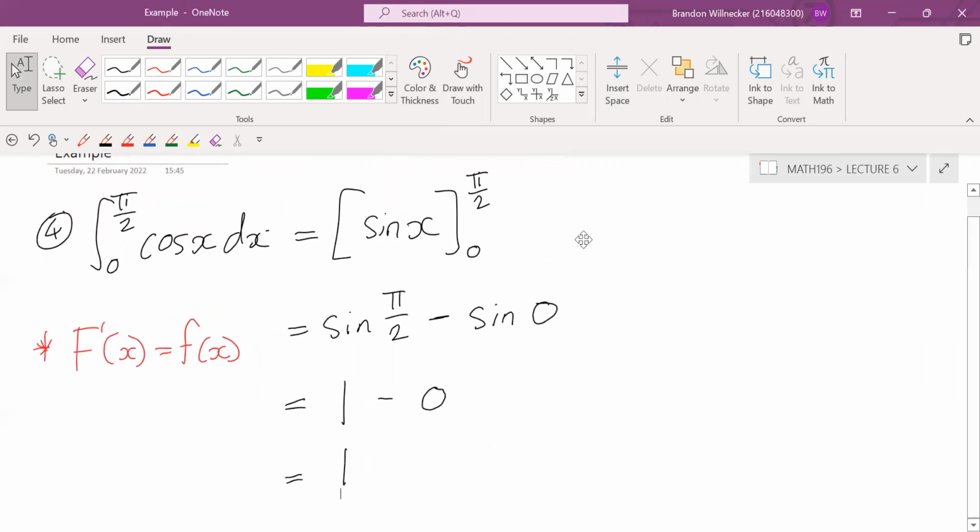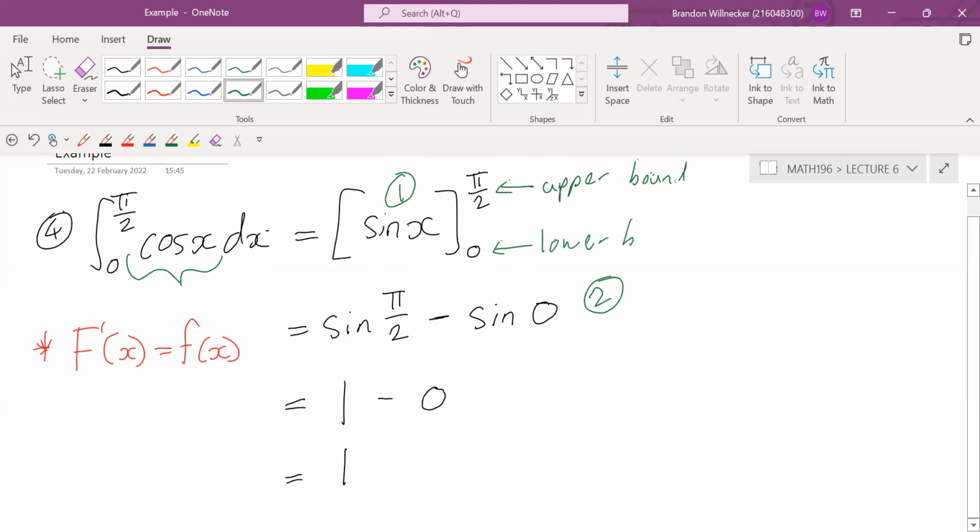So you see, when finding the definite integral using this method, it's always the same steps. Step number 1, you find the antiderivative of the integrand. That's this portion over here. Once you've done that, you take your antiderivative and evaluate it at the upper bound. That's this number here. Then subtract the antiderivative evaluated at the lower bound.